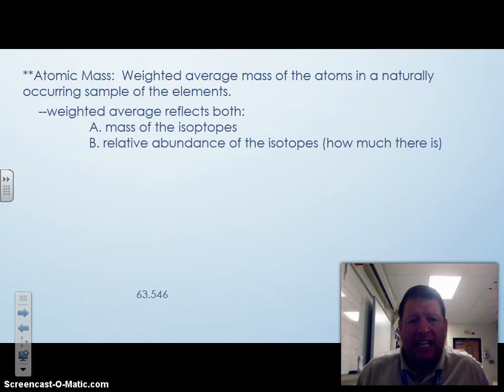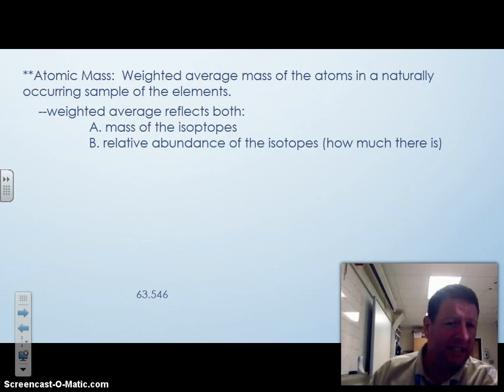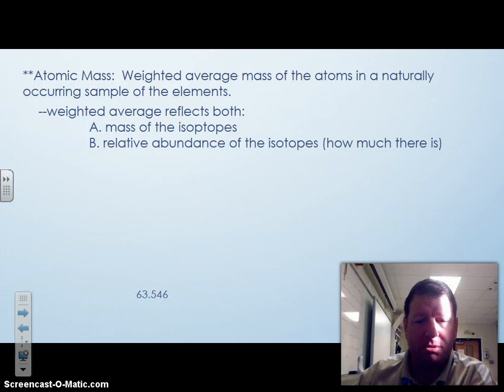So remember that a weighted average reflects both the mass of the isotopes and the relative abundance of the isotopes, meaning how much there is of it. Okay? Relative abundance means that out of the whole pie, the whole 100%, if there's 3 isotopes, it's not all just 33%, 33%, 33%. Some have less than that, some have more, and that's what you have to keep in mind, and that's why we get the decimals.